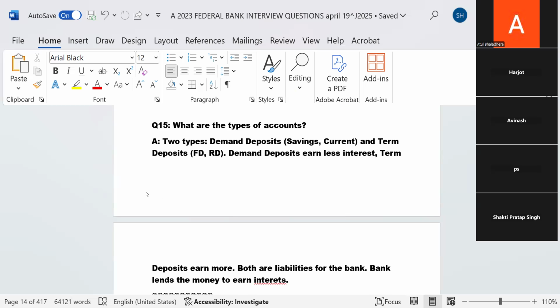That is why, in the case of a balance sheet, this definition is very important. Listen carefully. A balance sheet is a statement of assets and liabilities of a company as on a particular date.